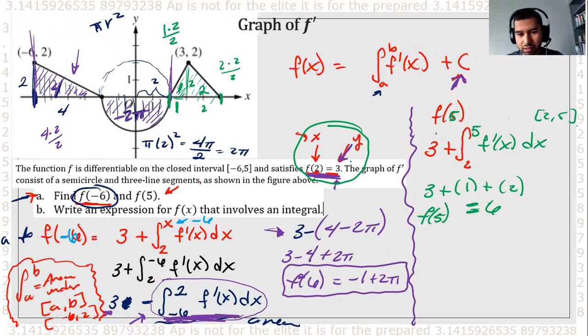Any questions, guys? If not, I did this one very, very similar last week also.